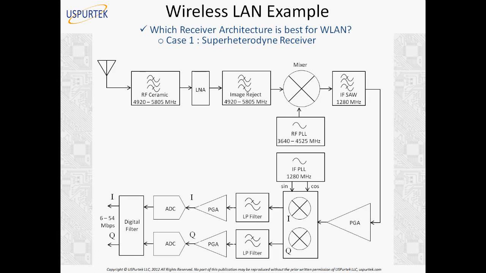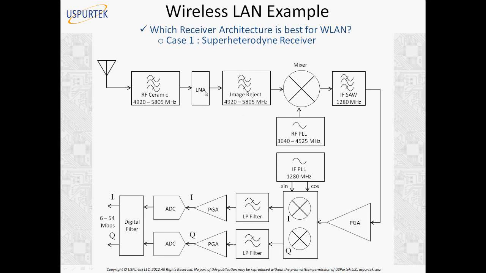There's a low noise amplifier too. Then we have a local oscillator, which is an RF phase lock loop, at a difference of 1280 megahertz. We chose an IF of 1280 megahertz. So the difference between 4920 and 3640, or 5805 and 4525, is 1280 megahertz. We get the IF frequency out.